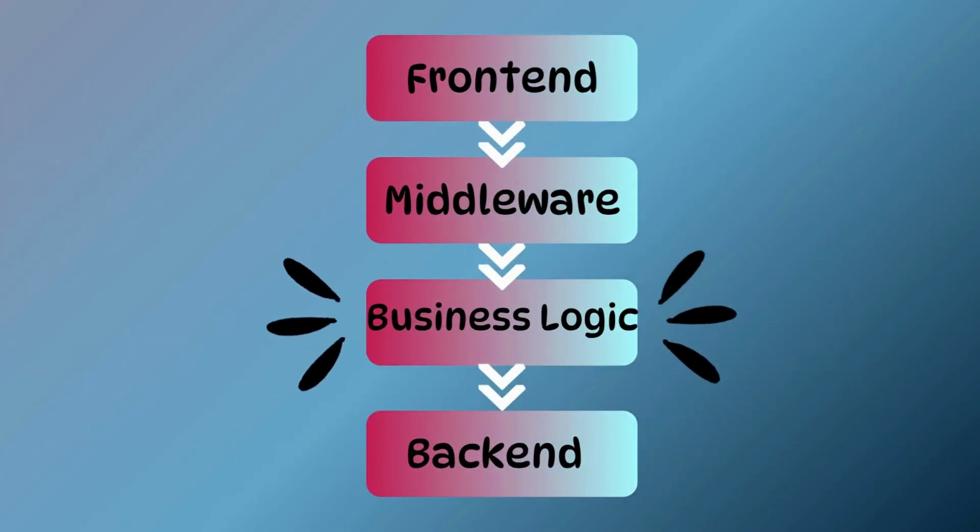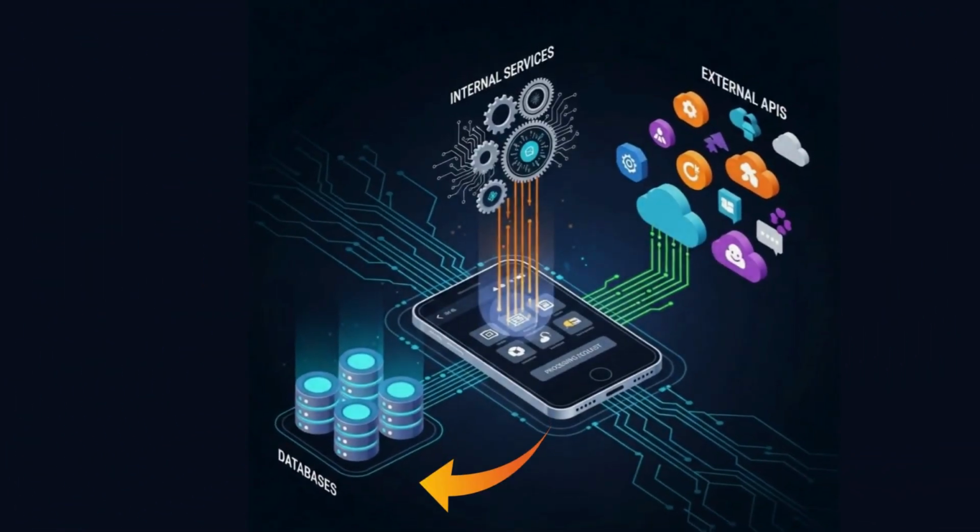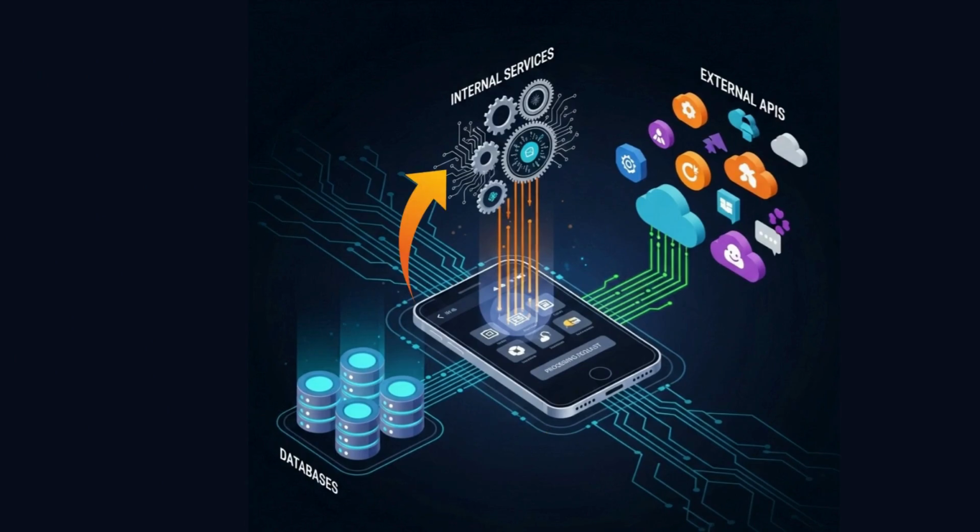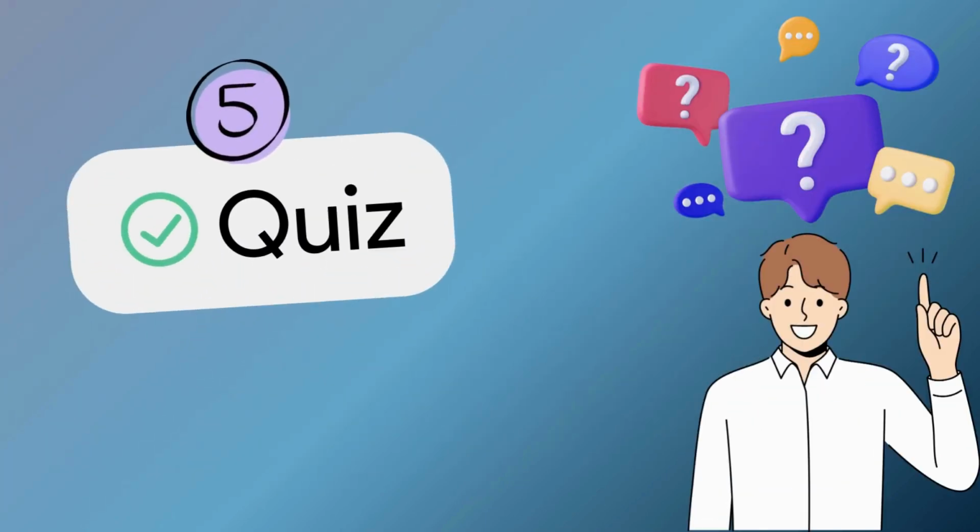Now, we are diving one layer deeper, the core business logic. This is where real decisions happen, where your app talks to databases, internal services, and external APIs to actually get things done. We will break it all down with clear visuals and real world examples. Let's get into it.